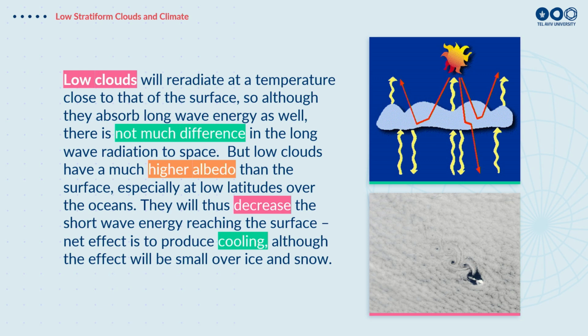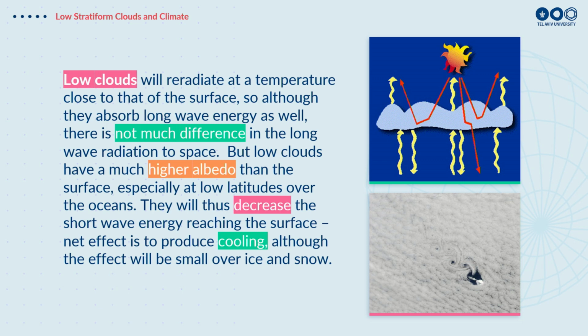So these clouds, the low clouds, have a very high albedo effect, a cooling effect on the climate, but they have less of an effect of the warming and the greenhouse effect. And so overall, the net effect of the low clouds is to produce a cooling of the planet.